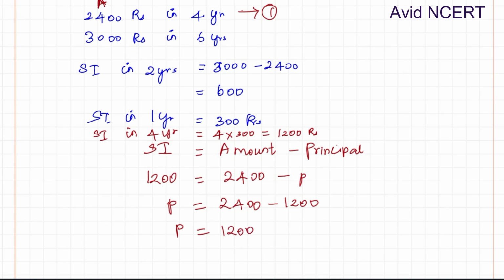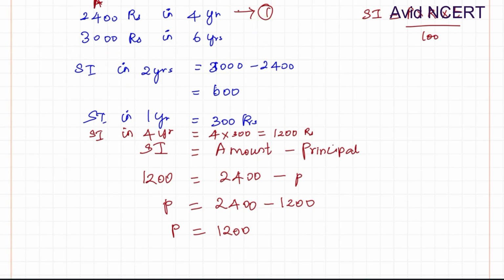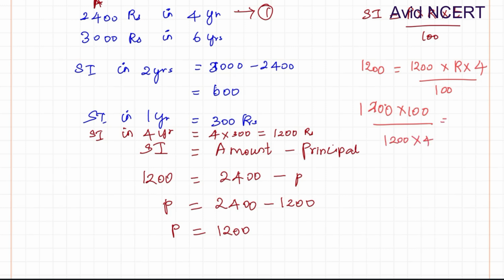Now I know all the values, so I substitute in the formula: simple interest equals PRT divided by 100. For 4 years, simple interest was 1,200, which equals principal 1,200 times R, which I have to find, times T, which is 4 years, divided by 100. Rearranging, 1,200 times 100 divided by 1,200 times 4 equals R. The 1,200 cancels, and 100 divided by 4 equals 25. Therefore the rate of interest R equals 25%.